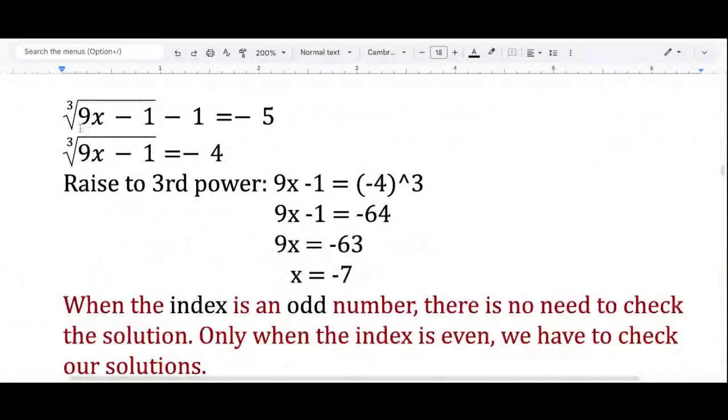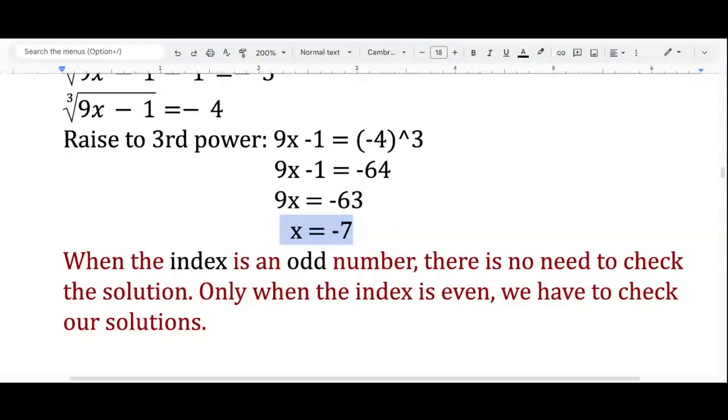Okay, let's see this example. Cubic root of 9x minus 1 equals negative 5. Of course, we want to move negative 1 to the other side, to the right-hand side. Negative 5 plus 1 will get negative 4. Now we want to raise both sides to the power 3. The left-hand side to power 3, we get 9x minus 1. The right-hand side, negative 4 raised to 3 is negative 64. Then solve for x. 9x equals negative 63. x equals negative 7.